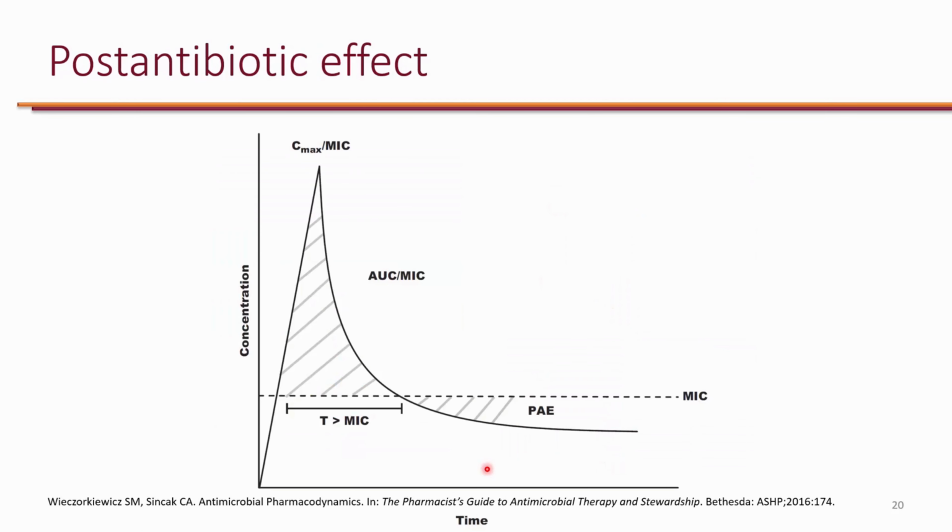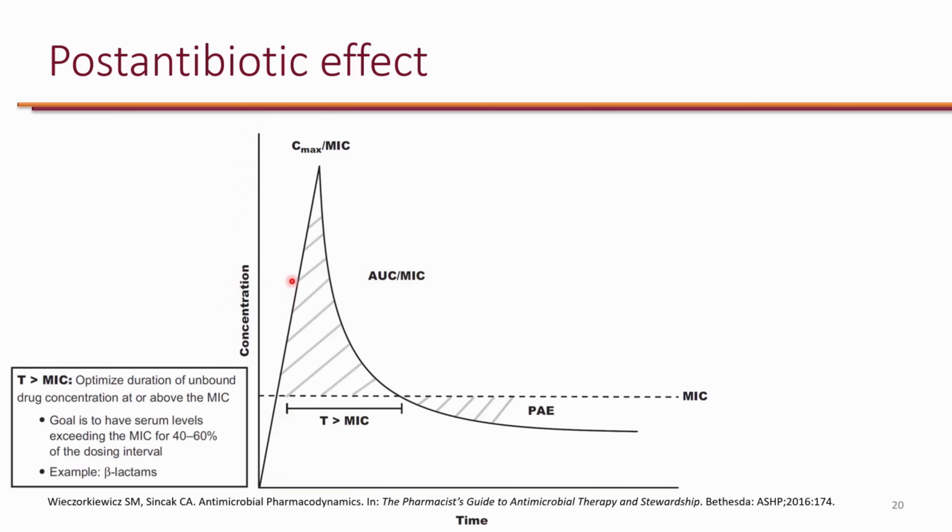For some antibiotics, AUC to MIC means concentration dependent, and for some antibiotics such as vancomycin, it just means time dependent. In this picture, we're looking at the concentration time curve. On the horizontal axis, we're looking at time, and on the vertical axis, we're looking at concentration. The time above MIC, which is used for time-dependent antibiotics, primarily beta-lactams, is the pharmacodynamic parameter for beta-lactams. And we like to target the time above MIC of 40 to 60% of the dosing interval.